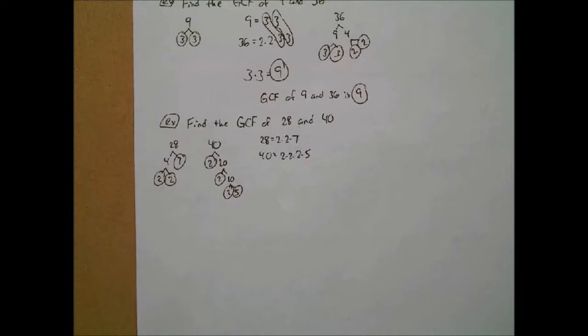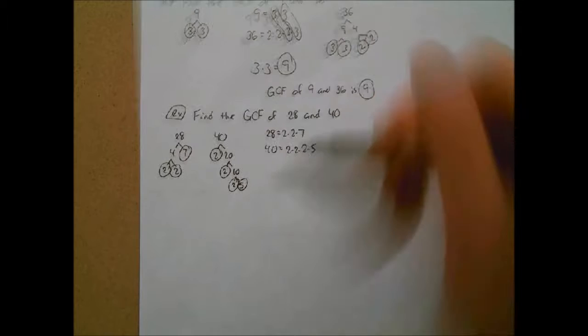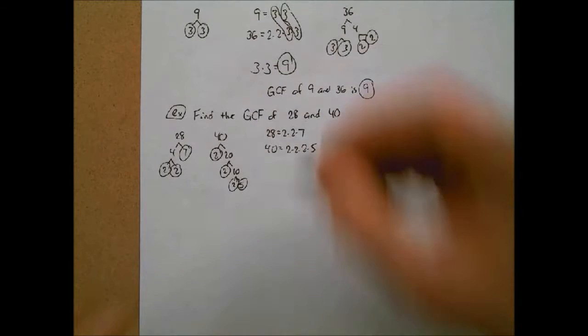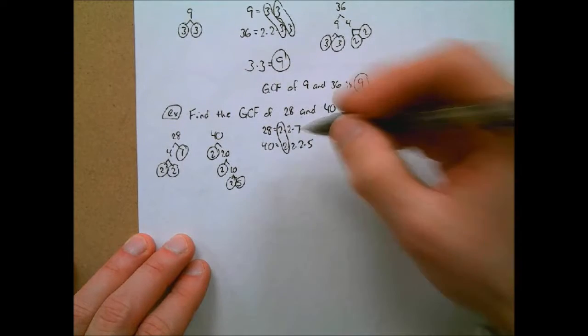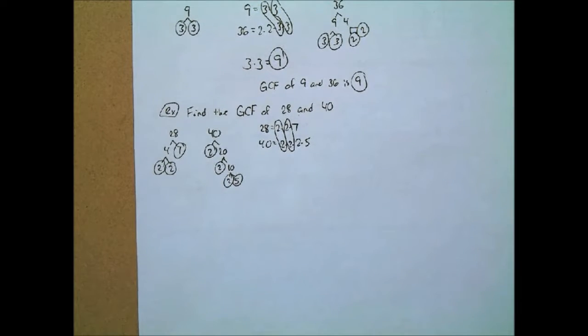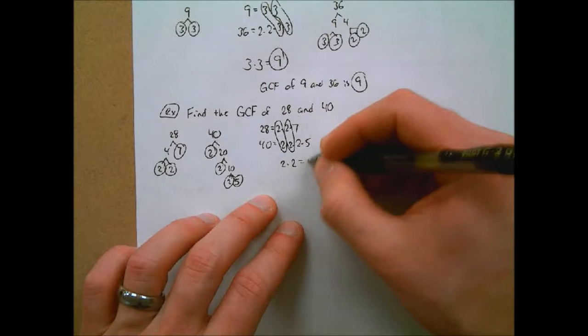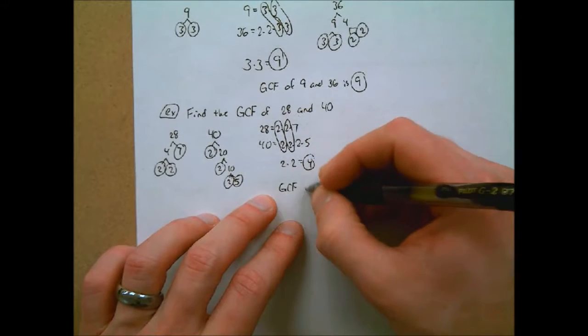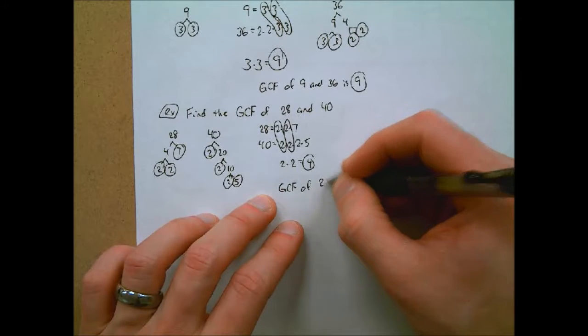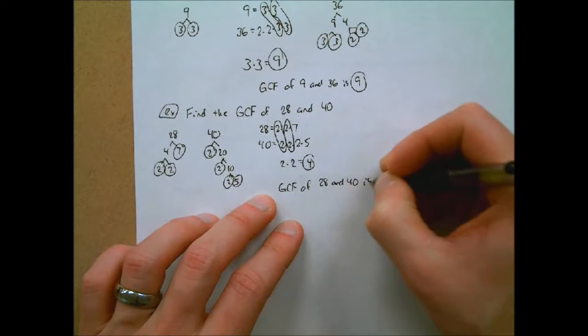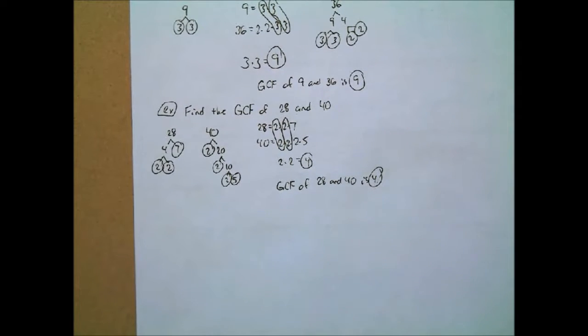Okay? Ben, do we have anything in common here? Okay, 1 pair of 2's. Anything else? Another pair of 2's. Anything else, Ben? No. Okay, so our GCF will be 2 times 2, which is 4. Okay, so the GCF of 28 and 40 is 4. Okay? The greatest number that divides both 28 and 40 is 4. That's the GCF. Okay? Questions on any of that?